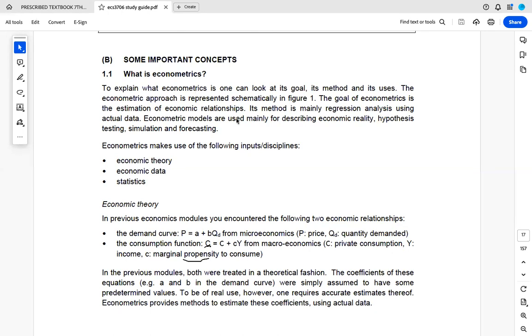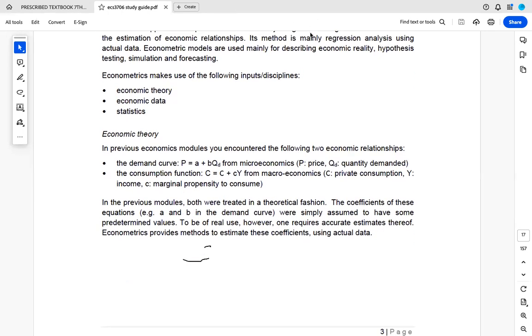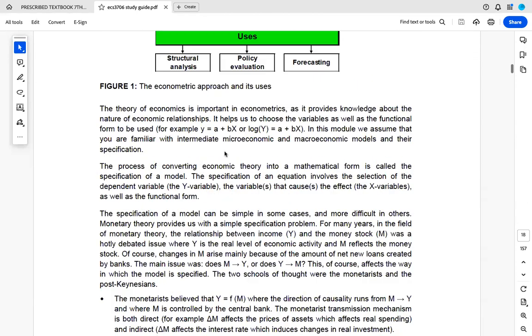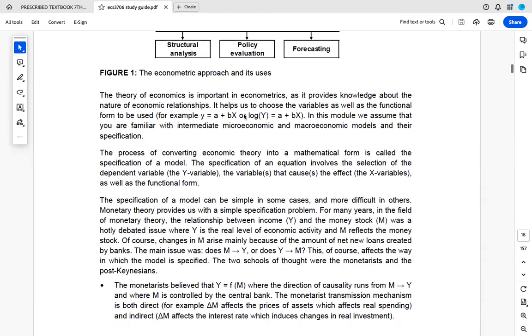So what happens in economics, we always start with some economic theory. And then having started with that economic theory, we always aim to put it in some form of mathematical relationship. There are many different types of mathematical relationships. It doesn't always have to be y = a + bx. We can even have log y = a + bx. And we call this the functional form.